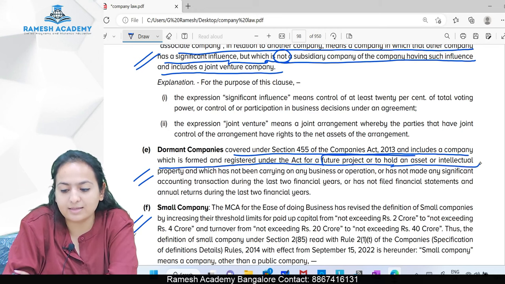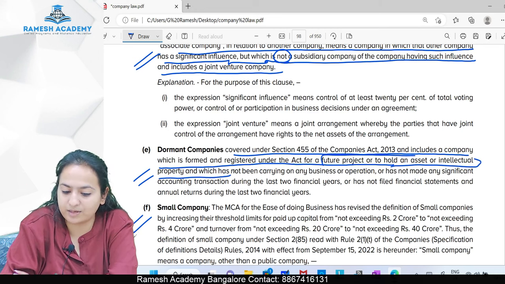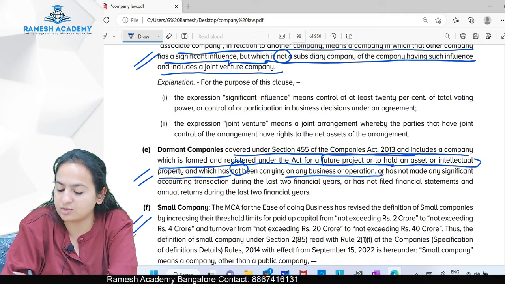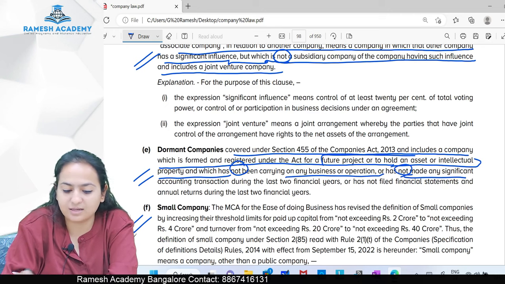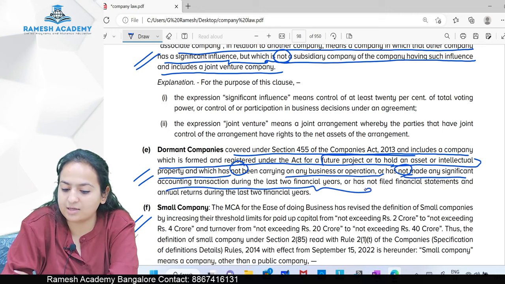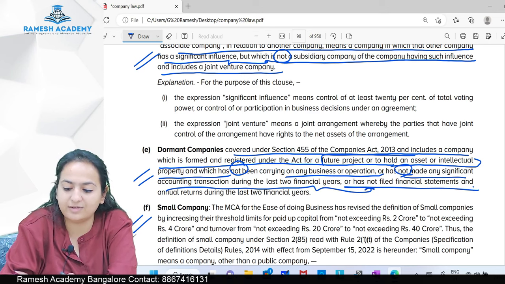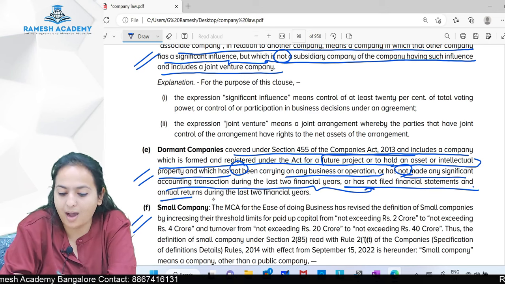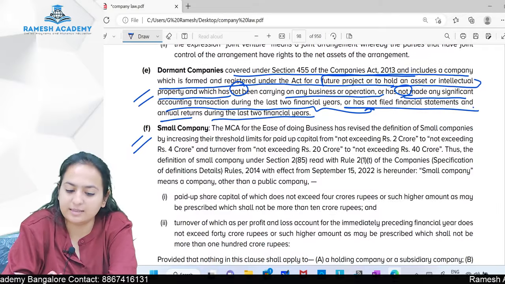and holds assets or intellectual property, which has not been carrying on any business or operation, has not made a significant accounting transaction during the last two financial years, and has not filed financial statements and annual returns during the two financial years.